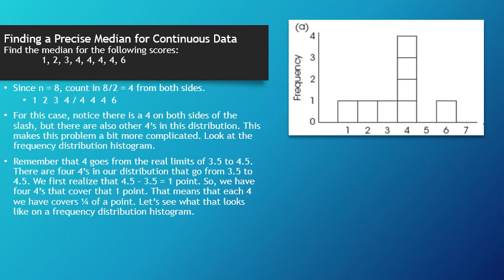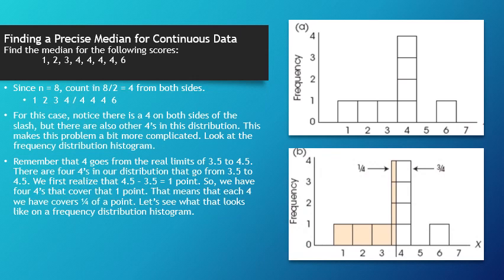So the first thing you have to realize is that the difference between 3.5 and 4.5 is 1 point. That means that we have 4 4s that cover that 1 point. That means that each of the 4s really covers a quarter of the point. And to find that, we just said 1 point divided by the number of 4s. How many 4s do we have? 4. So 1 divided by 4. So each one covers a quarter of a point. So let's see what that looks like on a frequency distribution histogram. So this is kind of what it would look like if I drew a quarter.